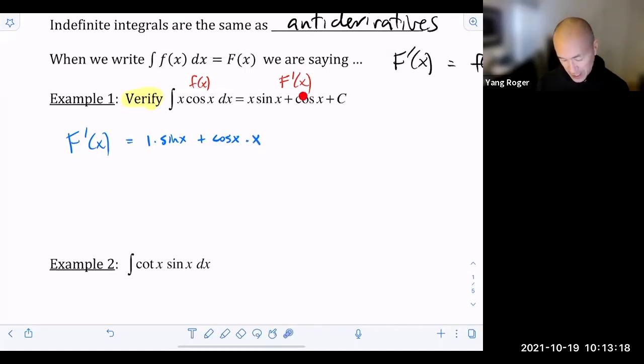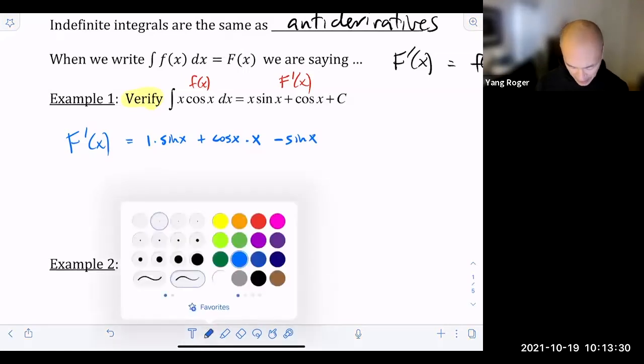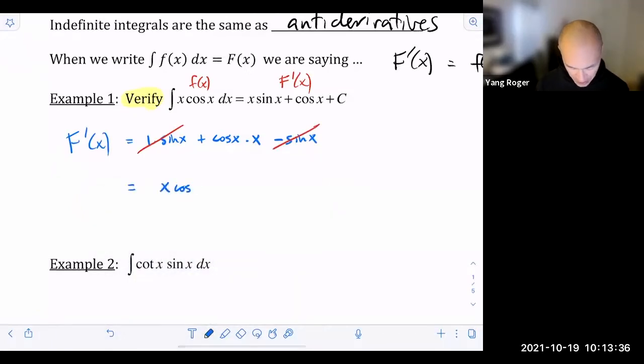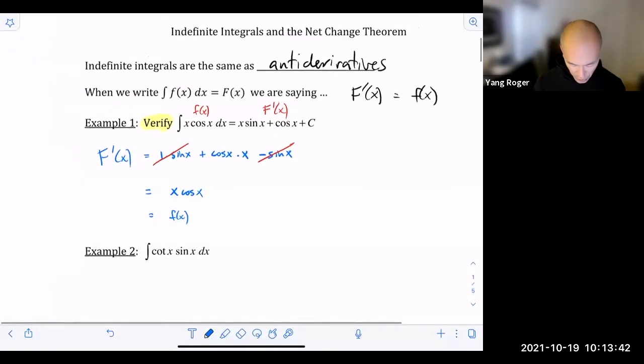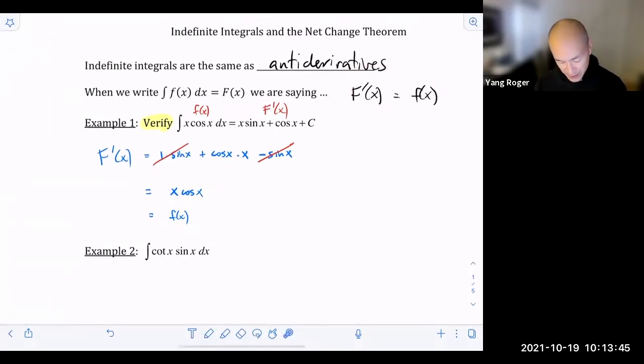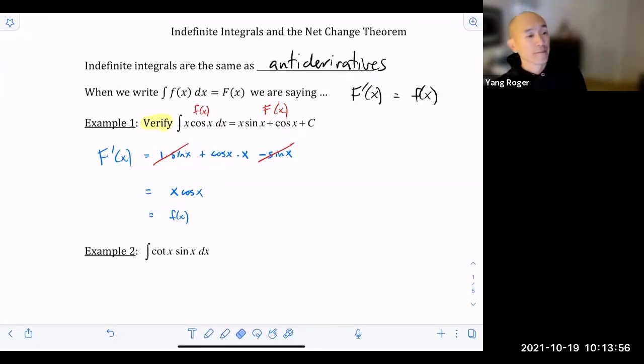Then when we take the derivative of the second term, the derivative of cosine x is negative sine of x, and the derivative of c is just 0. So what do we see happening? We see that you have a sine x in front and a minus sine x there. So when you rearrange the terms, you get x cosine of x. And that's the same thing as our little f of x. So we've really just used the definition of what an antiderivative is to verify that this is the antiderivative of that. Sorry, I don't want to prime there. That's F. And then I'm going to calculate the derivative, F prime. Does that make sense?